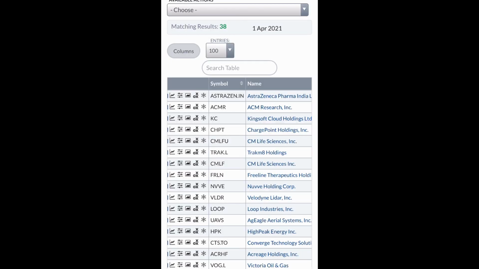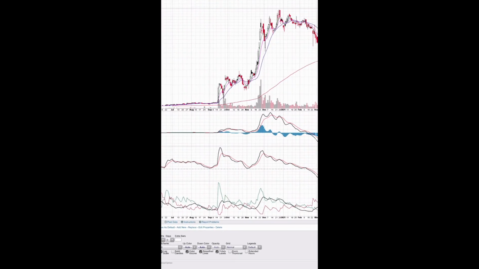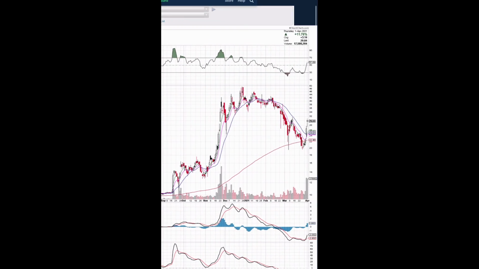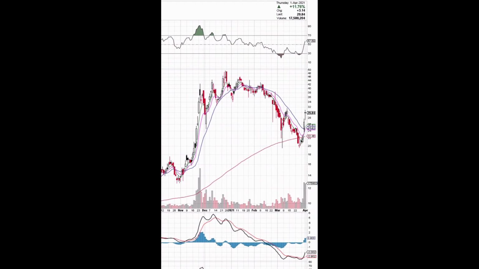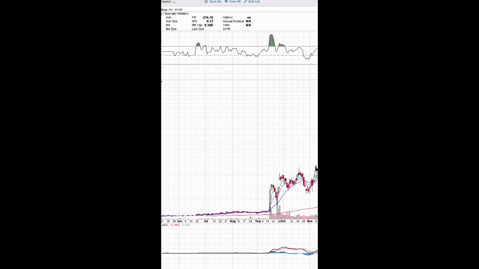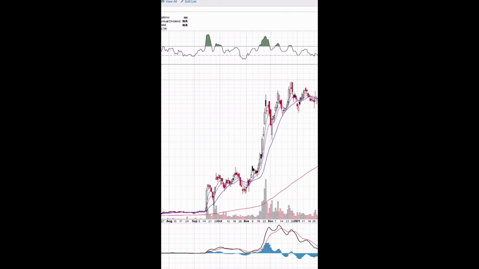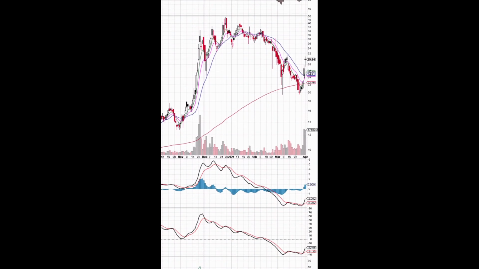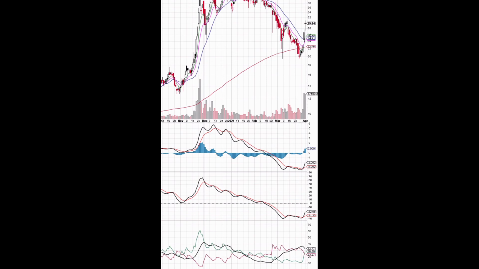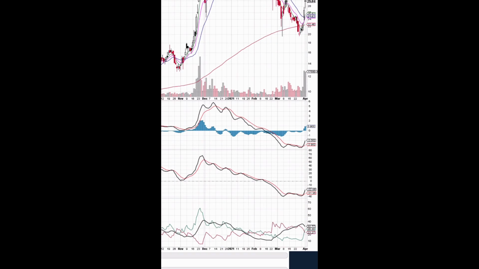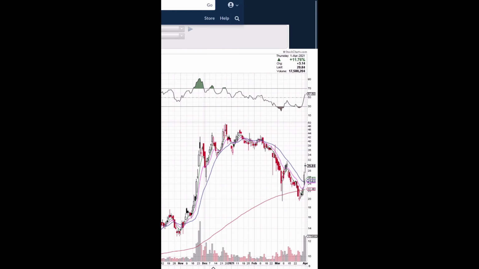Let's look at ChargePoint, CHPT. Here we go. Here's one that actually is breaking out right now. You can see that it's at 29.84. It's crossed the 20-day moving average. It's crossed the 5 and the 10 exponential moving average. And you can see that the MACD is positive, and the histogram is moving upward. The TSI line has crossed the signal. So this is definitely one that you could catch on an uptrend.